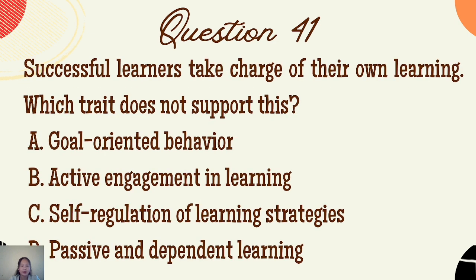Question number 41. Successful learners take charge of their own learning. Which trait does not support this? The correct answer is letter D, passive and dependent learning. Successful learners are active, goal-oriented, and independent. Passive and dependent learning contradicts these traits.